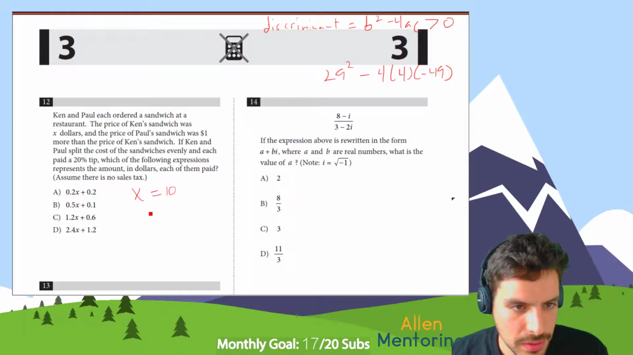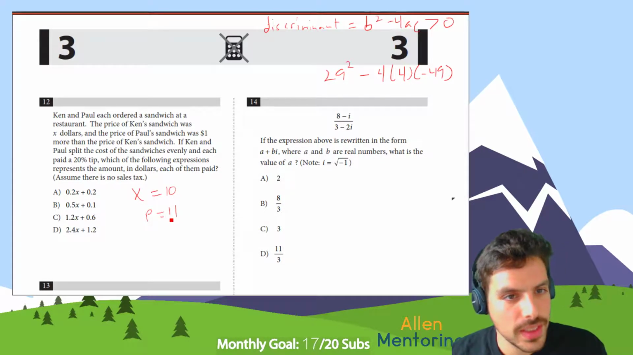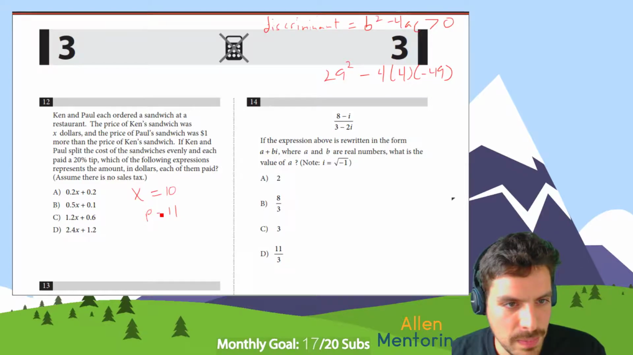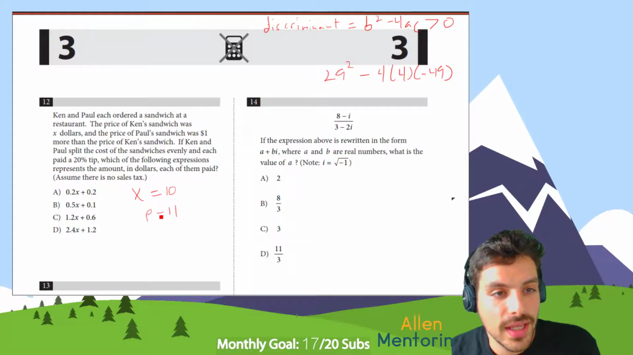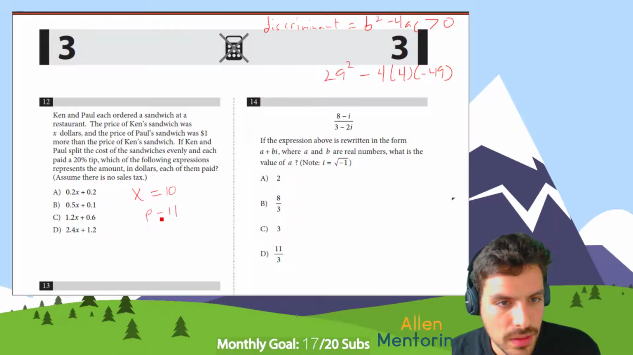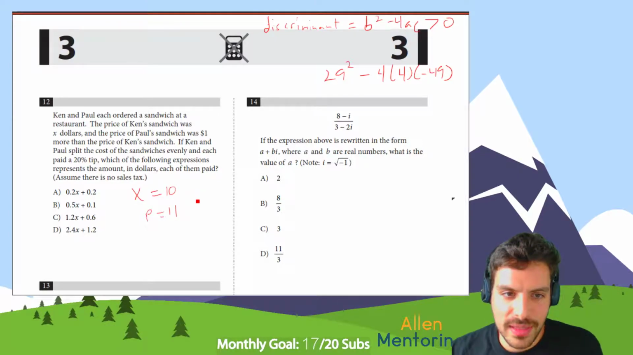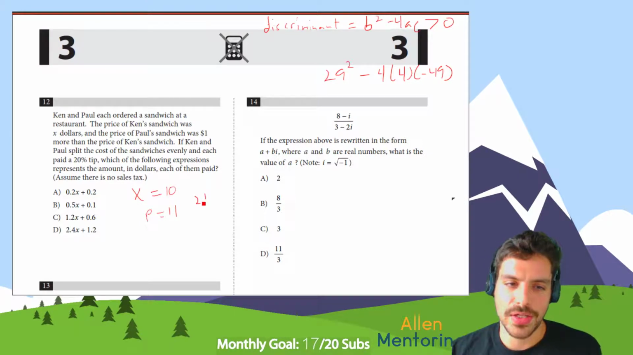Paul's sandwich is $1 more than that, so his cost is $11. If they split the cost of the sandwiches evenly and each paid a 20% tip, okay, they basically split the cost. So if we combine this together, it's $21.